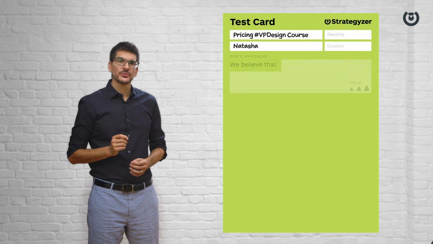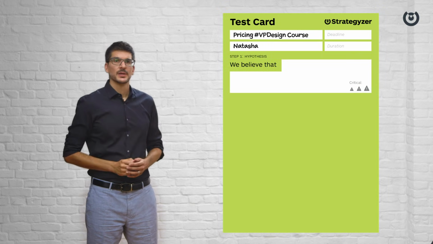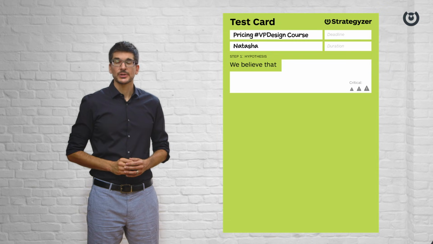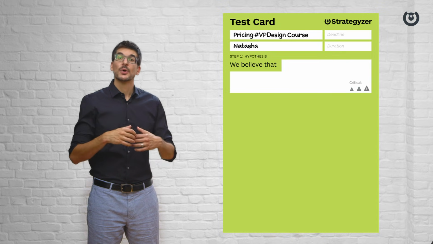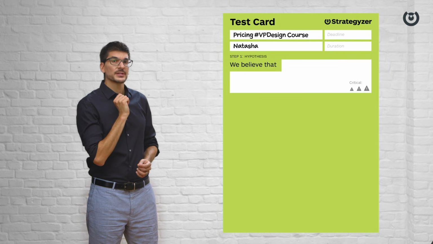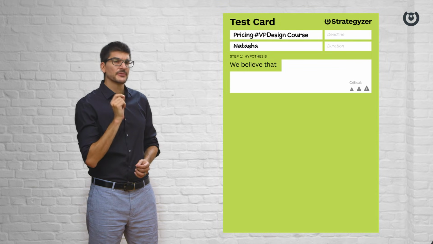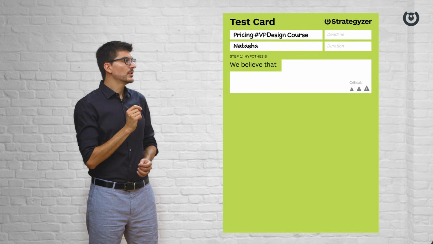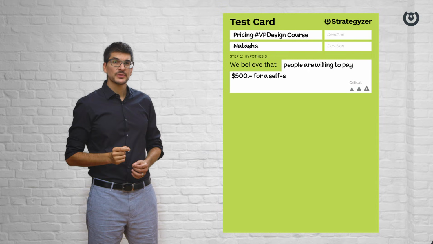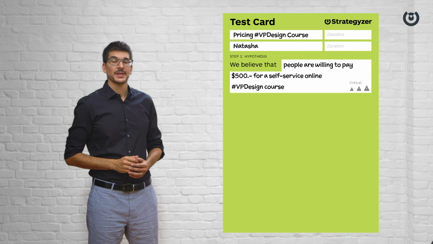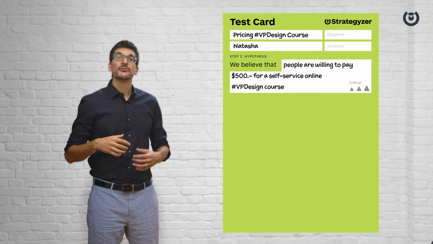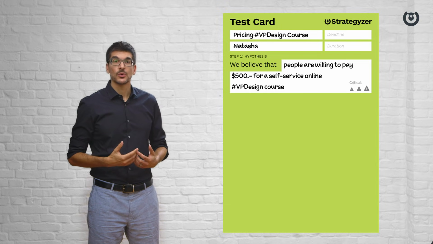But let's move to the first block here, the hypothesis. Here you describe one thing that has to be true for your idea to work, and you're going to select one hypothesis among the many that you have to test your ideas. So let's fill this out for our example. Let's take a specific case here. We said, we believe that people are willing to pay $500 for a self-service value proposition design course. This is a hypothesis that we had that we wanted to test before designing, before filming the course.